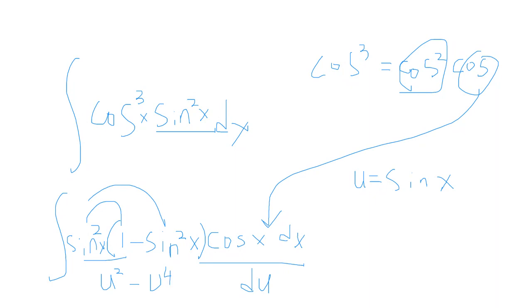Then du. So we'll anti-differentiate by power rule. We have 1/3 of u cubed minus 1/5 of u raised by 5. Then we substitute sine x back for u. So we have 1/3 of sine cube minus 1/5 of sine to the 5th power plus a constant. Does anybody have any question for this?